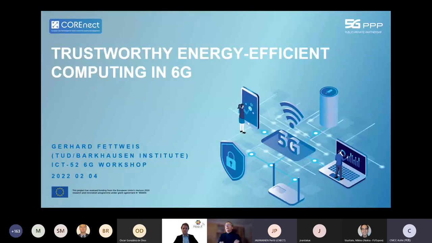Thank you, everybody, for coming to this nice workshop. And I will talk about trustworthy energy efficient computing in 6G. So where do we come from?